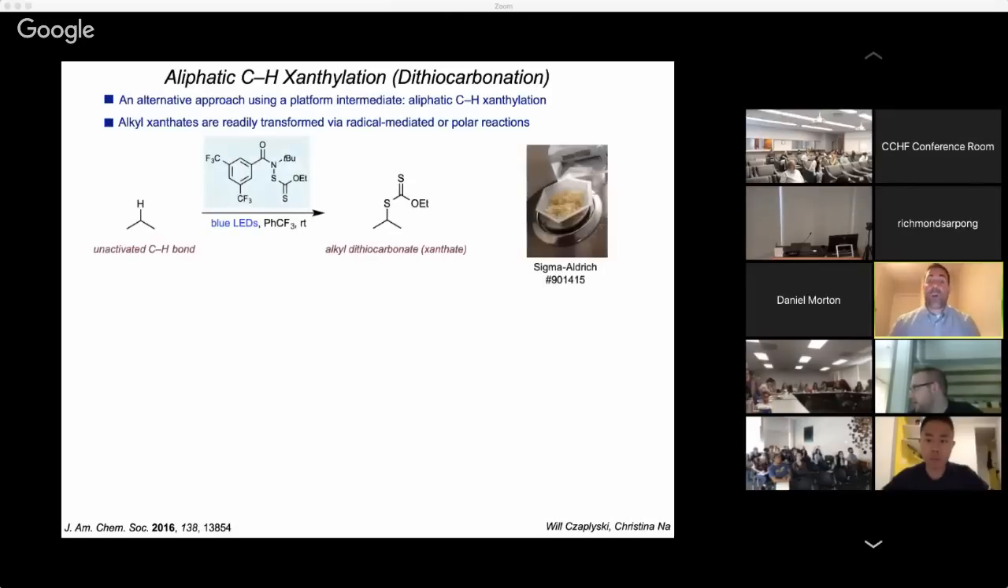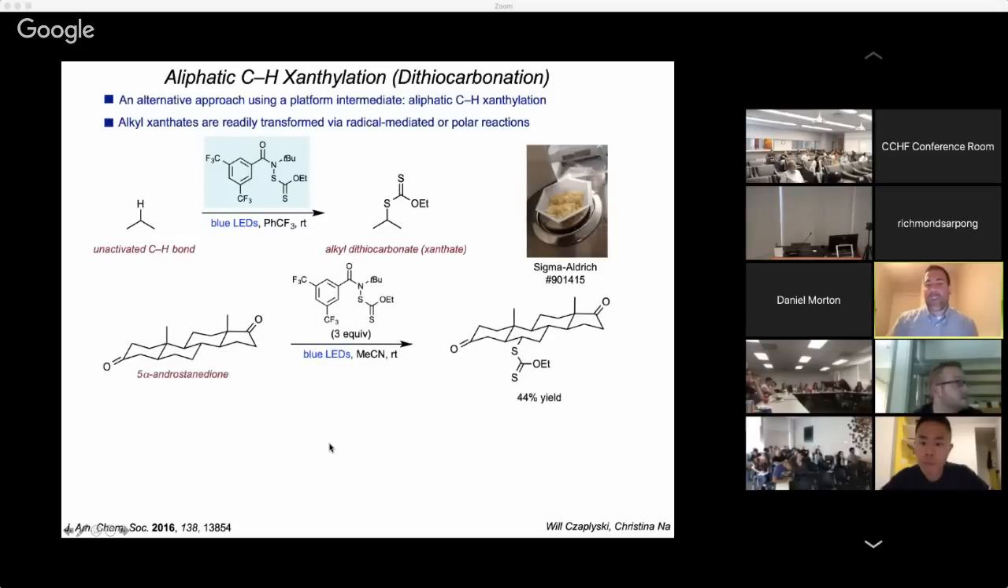And the way we did that is with a xantholamide, so shown here in the blue box. This is a yellow powder. Okay, now it's commercially available from Sigma. You can synthesize this from the chloroamide very easily with potassium ethyl xanthate. And using some blue lights, you initiate the radical chain. You make the nitrogen-centered radical, which then does the CH bond abstraction and chain transfer of the xanthate.